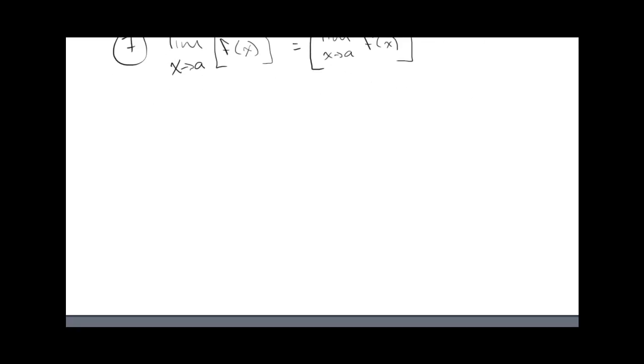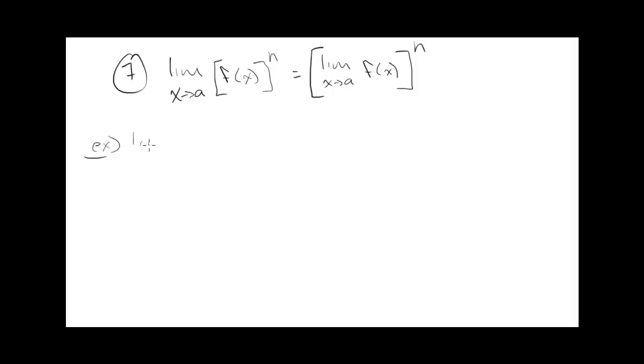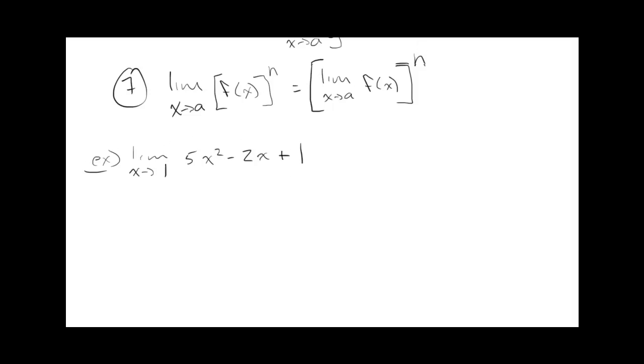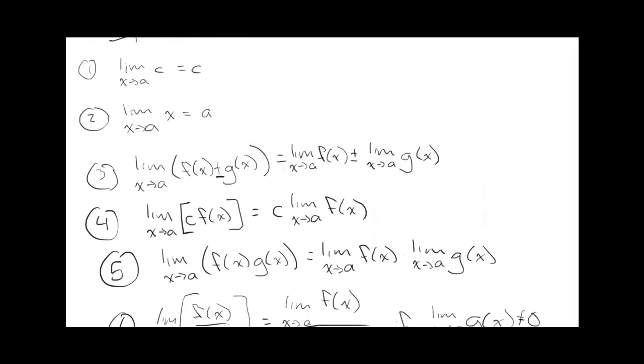So how are these going to help us? Okay, well, let's do an example. Let's say I want to evaluate the limit as x goes to 1 of, let's take a big polynomial, 5x squared minus 2x plus 1. And now you might say, okay, I want to just sub the 1 in, and then that will give me the limit. And you're sort of right, but we don't actually have a rule which says that, right? We only have these rules here.